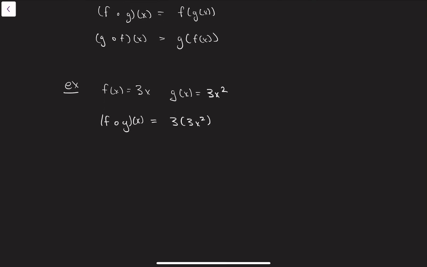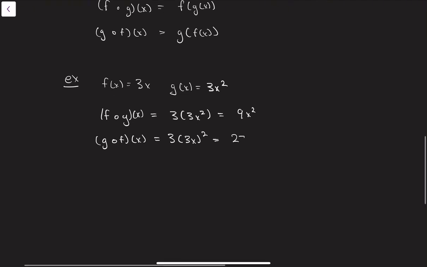Similarly, if we simplify that, it becomes 9x squared. We can also go g of f of x. We can say that this is equal to 3, and now we plug in 3x, and all of this gets squared, leaving us with 27x squared. Again, this is our initial function, and we plugged in 3x into x squared. So that came into here.